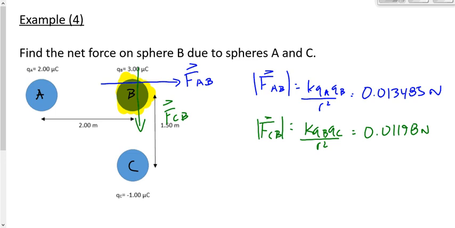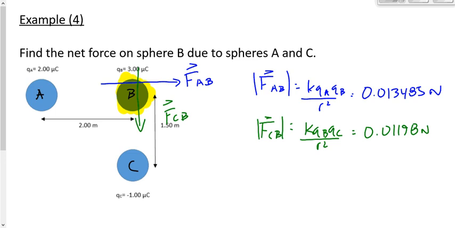Now, yesterday, because all 3 of these charges were in a line, when we went to add them together, we just said F net is equal to FAB plus FCB. What do we got to do here to add these forces together? You always got to add them together, right? If you're trying to find a force on one charge, then you got to find all of the forces acting on that charge and then add them together. But how do we add them together here?